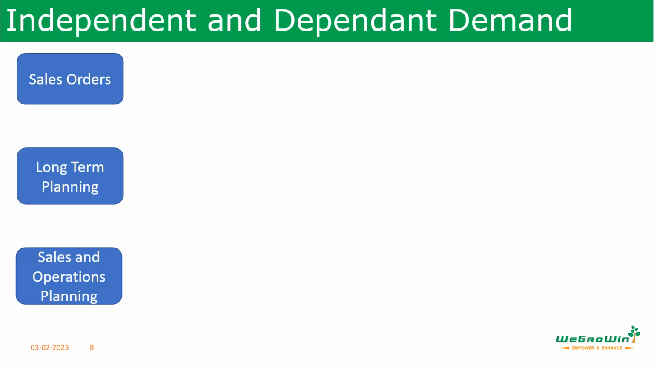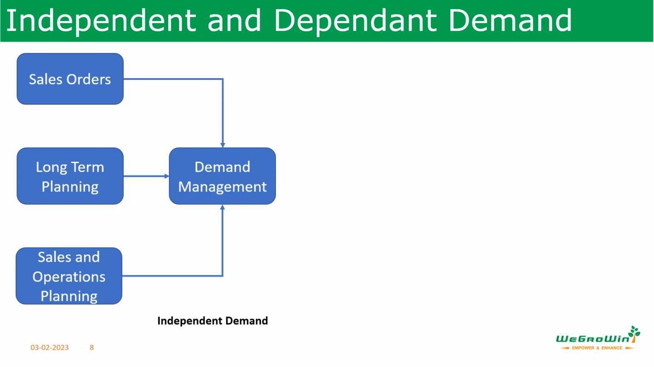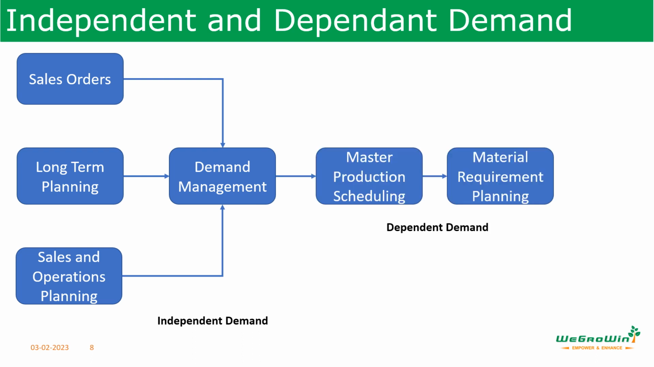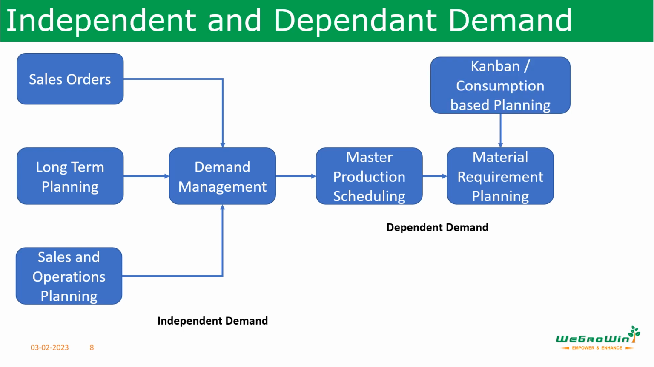Independent demands are the sales orders, long-term planning, and sales and operations planning. These things are combined and created as demand management. Okay, this is the independent demand. Now, with the independent demand, master production scheduling and material requirement planning will happen. That is why the dependent demand will be created. And then Kanban is the consumption-based planning, which is the two-bin system. Now, after getting all these materials, production execution will be carried out.